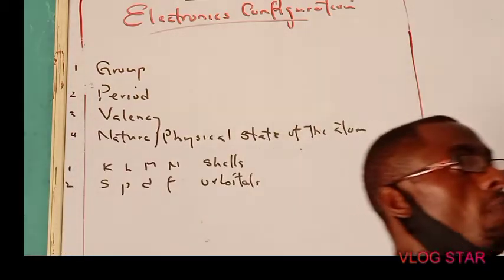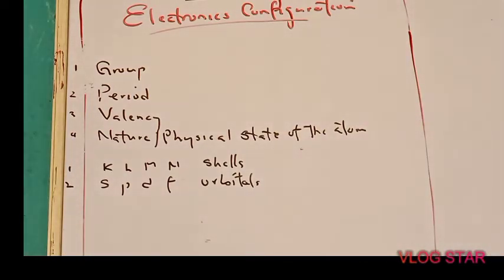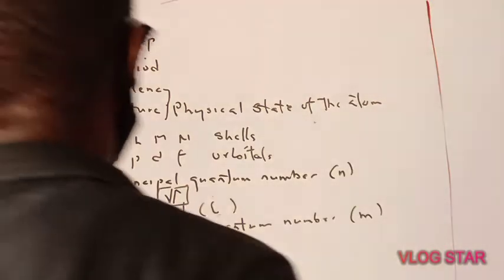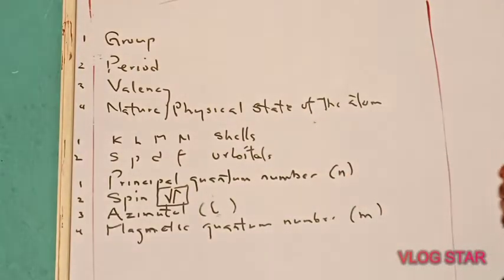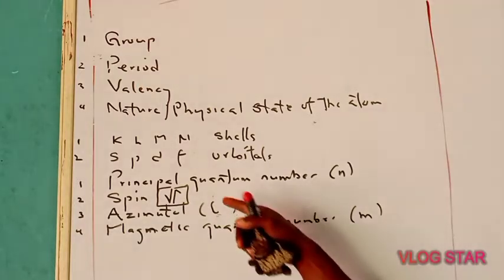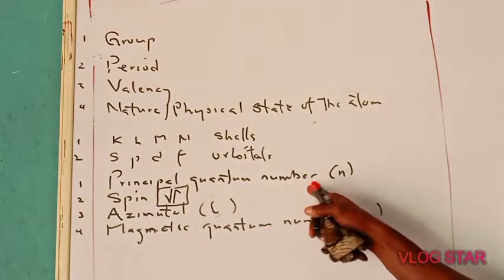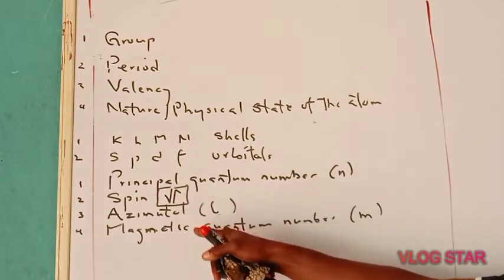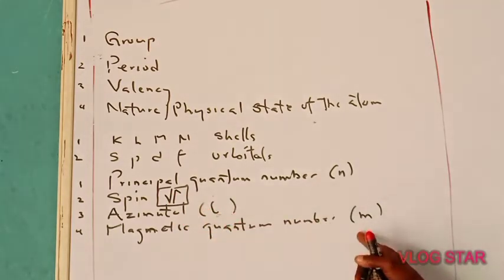There are different quantum numbers. Quantum, Q-U-A-N-T-U-M. Quantum numbers. Number one, the principal quantum number given as n, the spin quantum number, the azimuthal quantum number, and the magnetic quantum number.